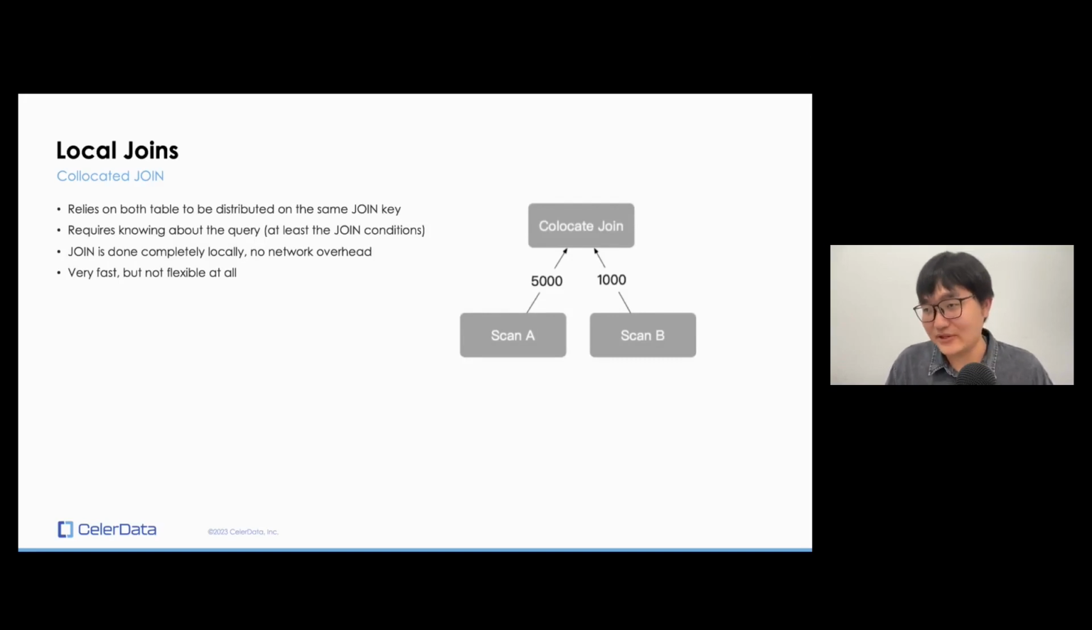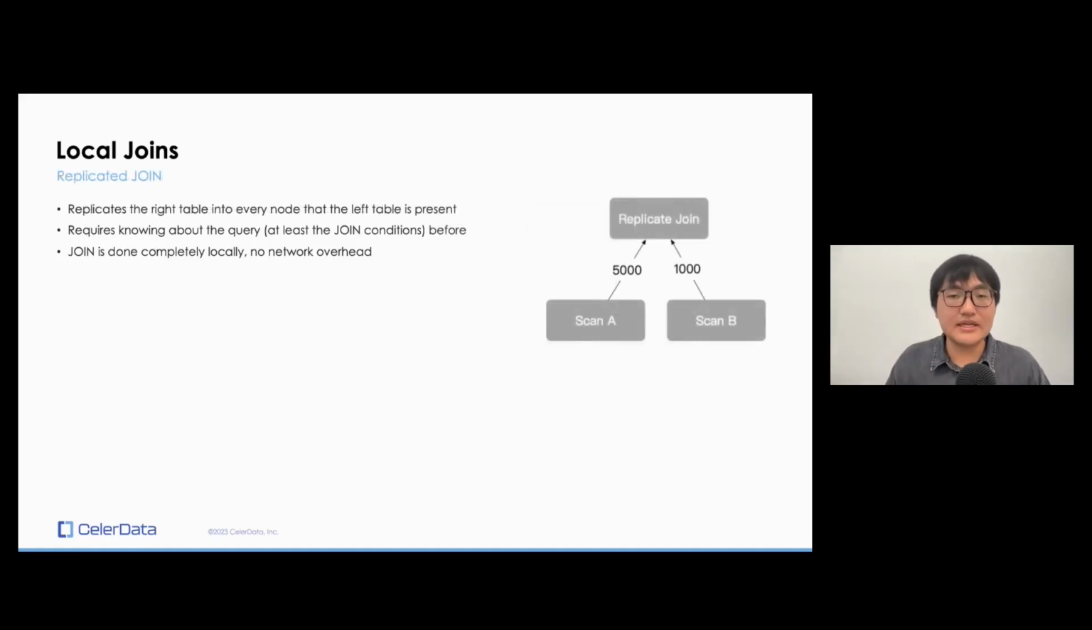And if you want to change that, you have to ingest all of the data. It's fast, but it's not flexible, right? Co-located join is a great way to accelerate your query if you know what your query is going to look like, right? And the second type is another localized join, the replicated join.